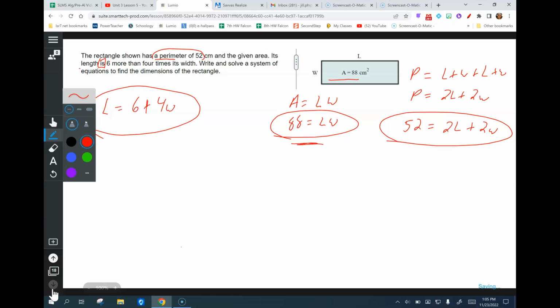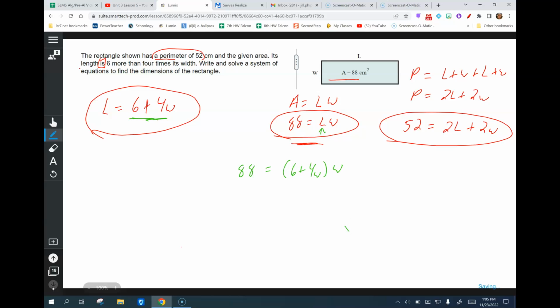I'm just going to substitute in. I'm going to take this and plug it in for L. So we have 88 is equal to 6 plus 4W, times W. Well, there's the problem. We can't use that one because you don't know how to solve that yet. You're going to get W squared. So no, we can't use that one. Well, that was helpful to know.